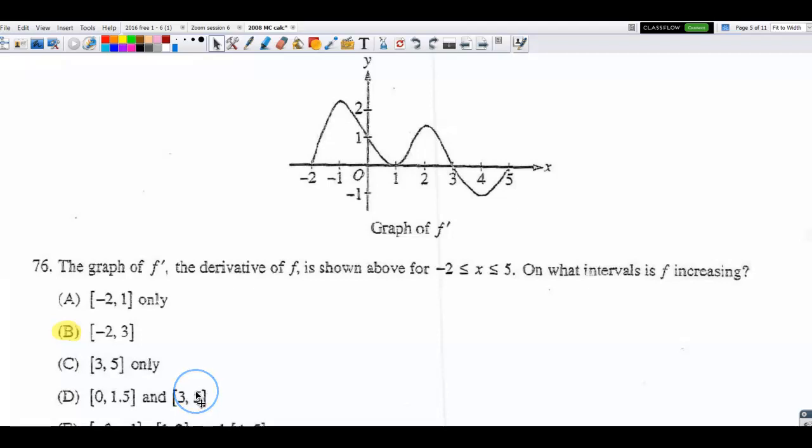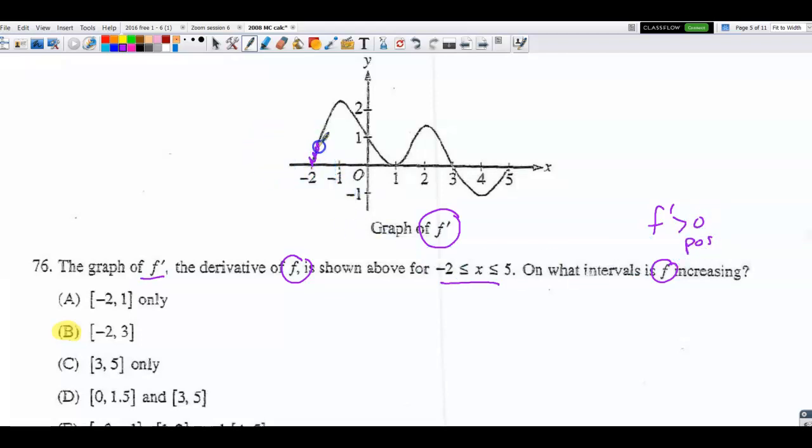So we're going to take a look at the 2008 multiple choice calculator section, beginning with question number 76. In number 76, we can see that we have been given the graph of f prime, and they tell us in the prompt that f prime is the derivative of f original from -2 to 5, and we want to know the intervals when f original is increasing, so we're looking for when f prime is greater than 0 or f prime is positive.